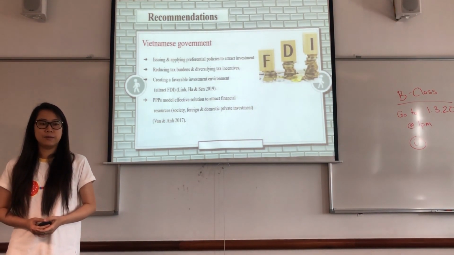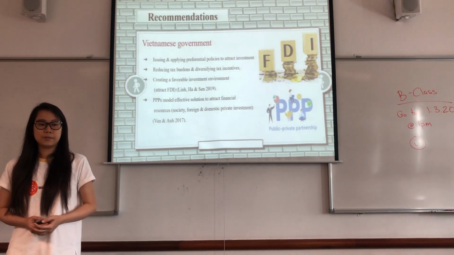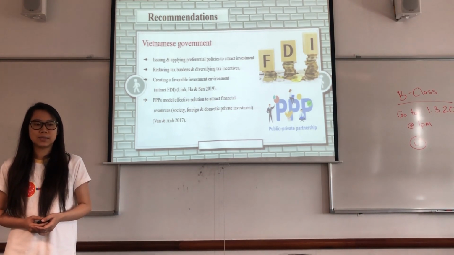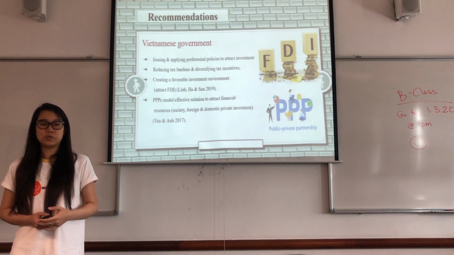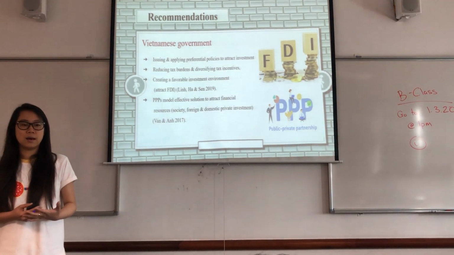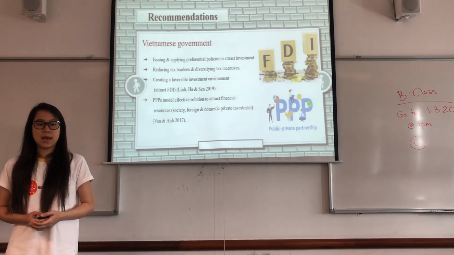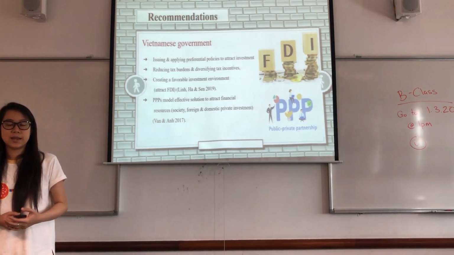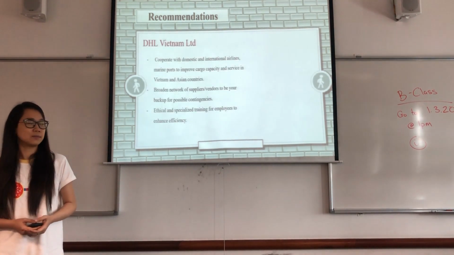Furthermore, the contribution from public-private partnerships (PPP), especially from the private sector, is an important part of financial resources. So the government needs to find an appropriate PPP model because it is an effective solution to attract financial resources from society as well as foreign and domestic private investment. So this is the end of my presentation. Now Phương will continue with the next part.